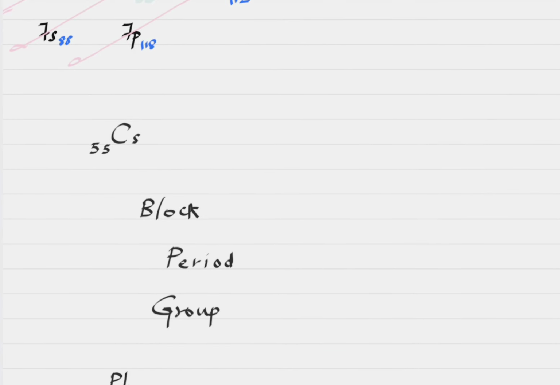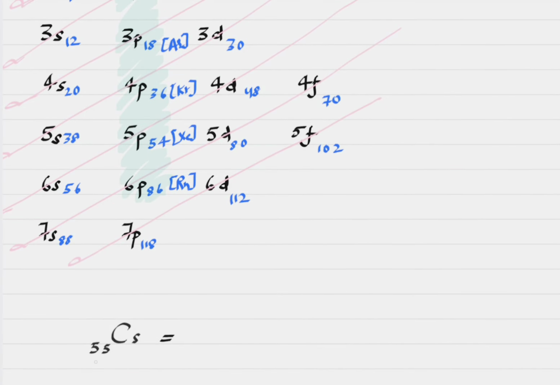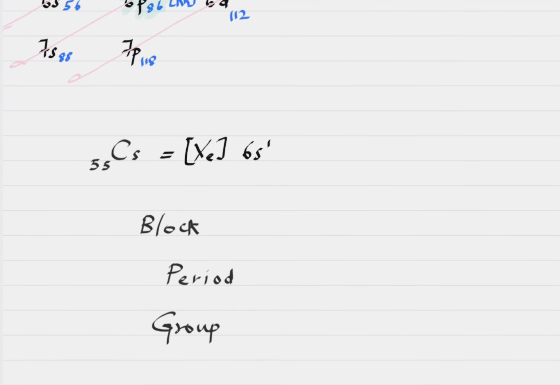Cesium, atomic number 55. Let's write the configuration. For that, we will see which noble gas falls before 55, and that is xenon. So we will write xenon in square bracket. And after that, since xenon is 54 and cesium is 55, we have just one more electron, which we will place in 6s1.